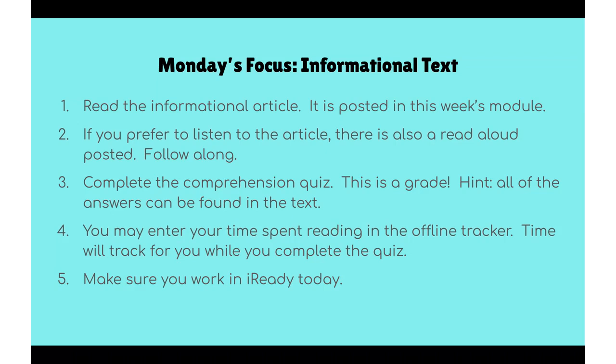Number three, complete the comprehension quiz. This is a grade. And hopefully, you figured out in the last couple of weeks that all of the answers can actually be found in the text. So make it your goal to get 10 out of 10 on your first attempt. You do have 2 attempts if needed. Number four, you may enter your time spent reading in the offline tracker. You may also enter the time you spent watching this video in the offline tracker.